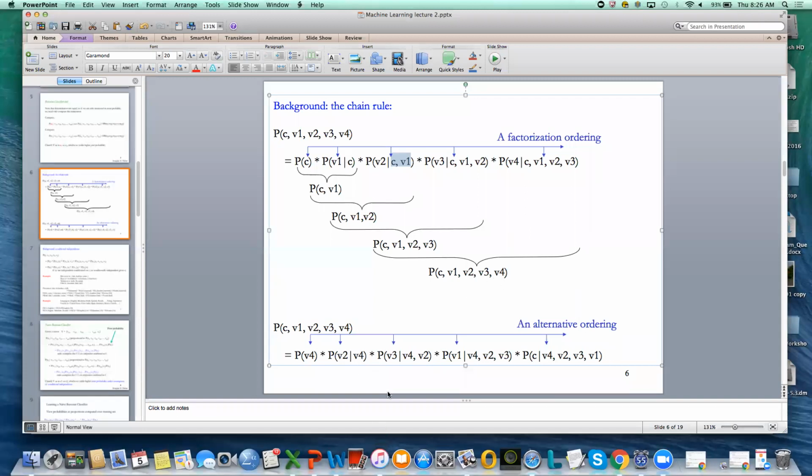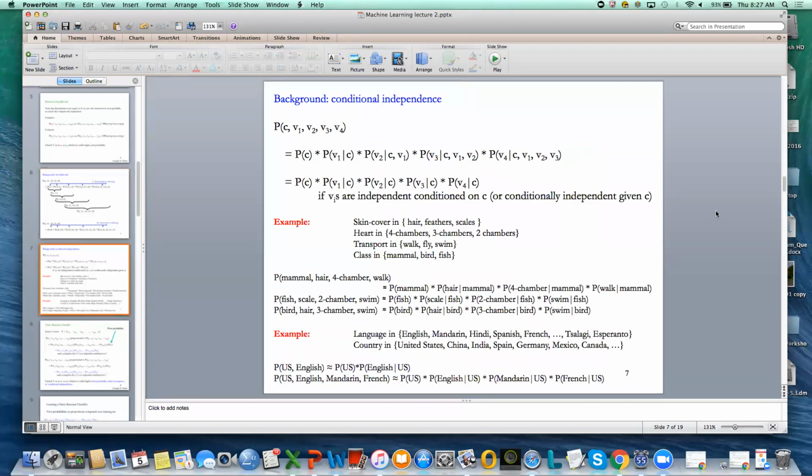Importantly, although not terribly importantly for us right now, we can select any ordering of these. And so we can start with the probability of V4 times the probability of V2 given V4. And this factorization ordering will give us exactly the same result as this factorization ordering. Any factorization ordering will give us the same result. For convenience, though, we'll typically use this one where the unconditional probability of the class is by itself.